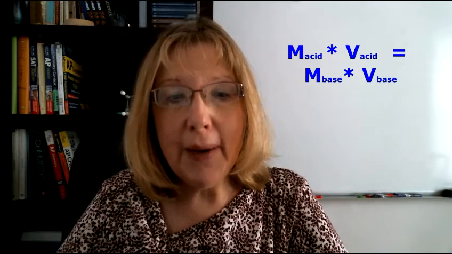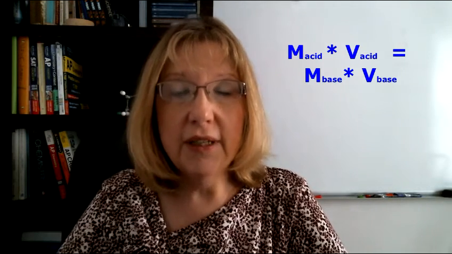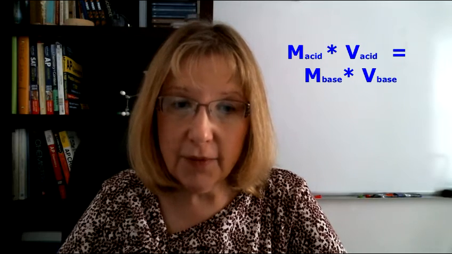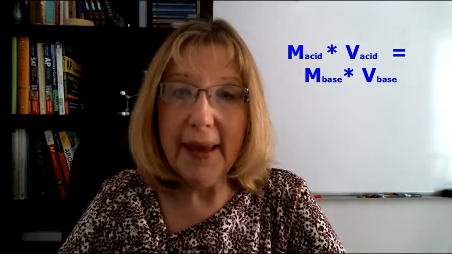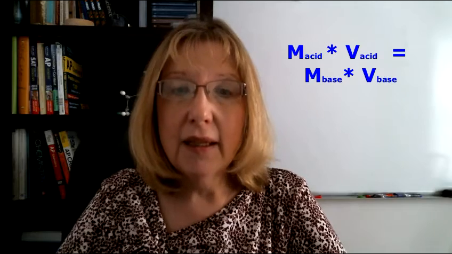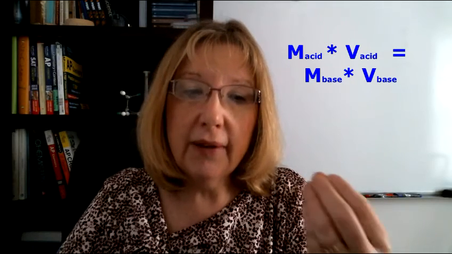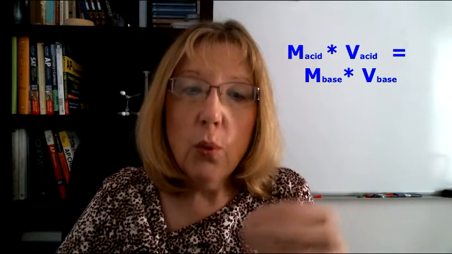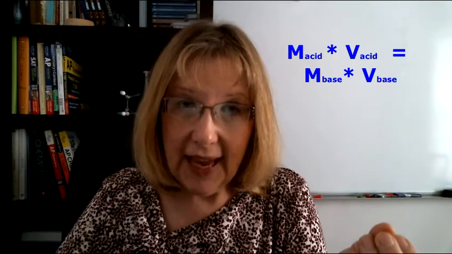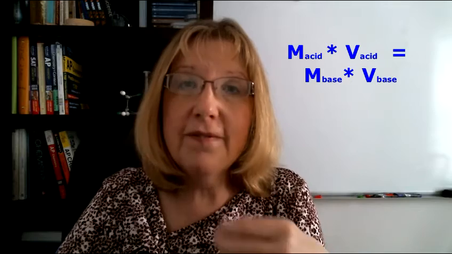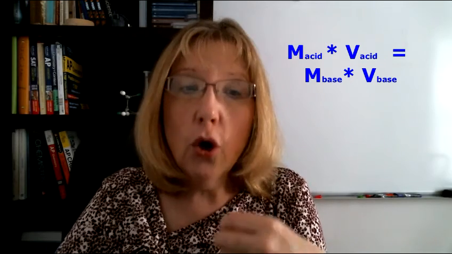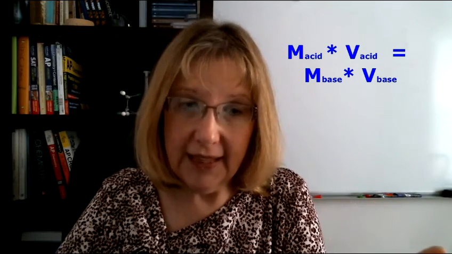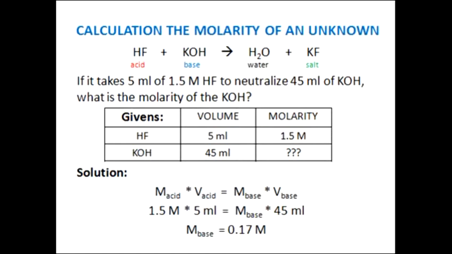Well, we can drop our knowns into the equation. The molarity of the acid times the volume of the acid equals the molarity of the base times the volume of the base. What we're looking for is that molarity of the base. We knew the molarity of the acid we were using. We knew the volume of the base we were using. We measured the volume of the acid. Plug those values into the equation, and do the math, and we find that the molarity of our base is 0.17 molar.